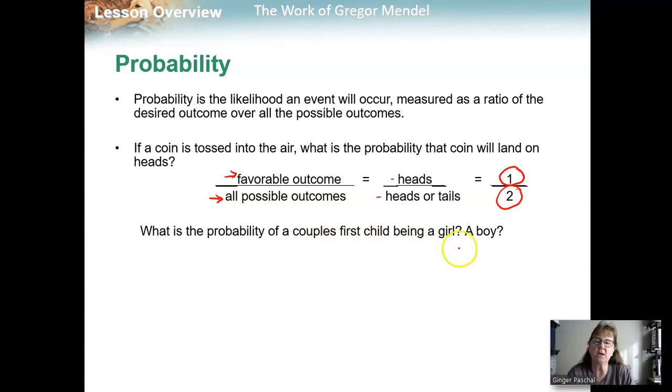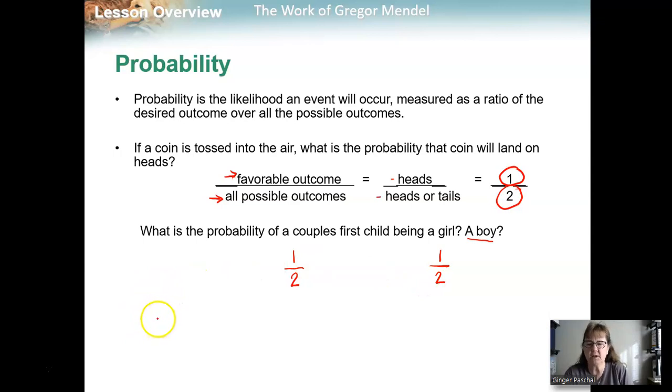So what is the probability, if a couple wants to have children, of this couple's first child being a girl? Well, there's one desired outcome, and there are two possibilities. One could be a girl, the other could be a boy. So again, this is also 1/2. How about this being a boy? Well, the same thing is true. We have 1/2 possibility.